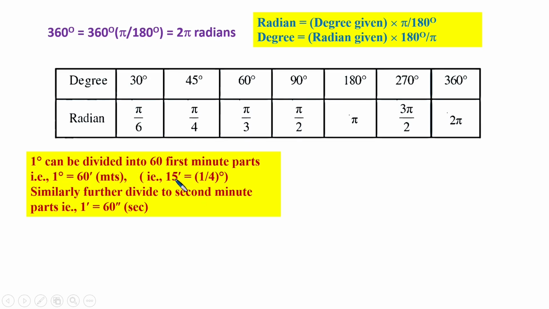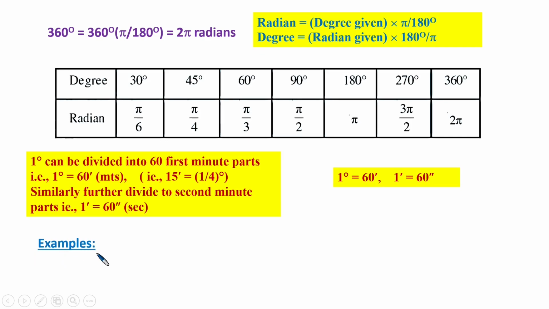So one can say that 15 minutes is nothing but 1 by 4th of a degree. If you have 1 by 4th of a degree, you can write it as 15 minutes. But sometimes this also is very large. So again you can break it further into a second minute, or it's called a second. So 1 minute is again broken into 60 seconds. Here I have written that 1 degree you can break into 60 minutes, and each minute you can break into 60 seconds. So 1 minute is 60 seconds. Again to repeat, this is nothing to do with time. This is just the first minute part, and second means the second minute part.